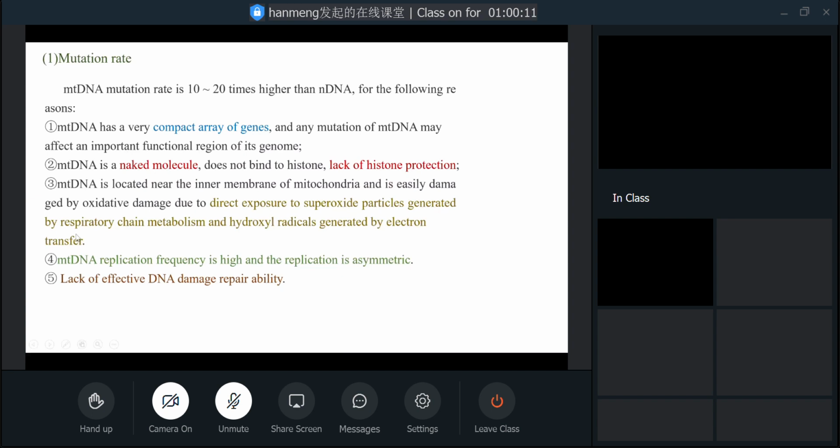Fourth, the mitochondrial DNA replication frequency is high and the replication is asymmetric. Fifth, the mitochondrial DNA lacks effective DNA damage repair ability. So, due to these 5 reasons, the mitochondrial DNA mutation rate is higher than nuclear DNA.